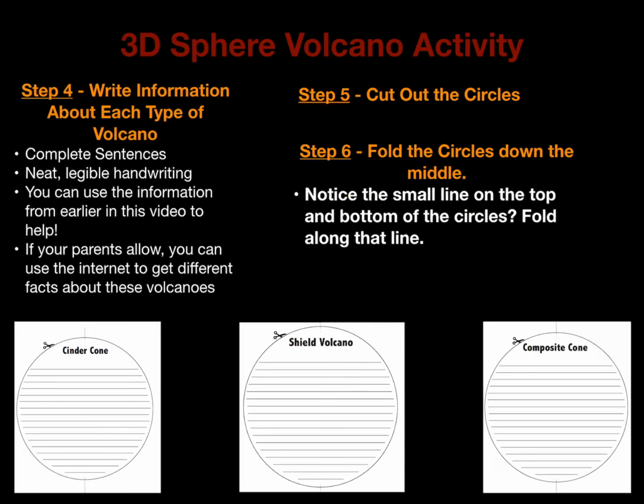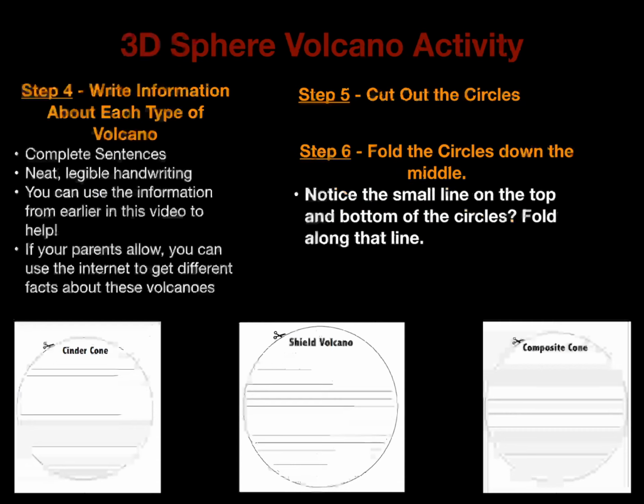The next thing you're going to do is you're going to notice in your packet you've got these 3 circles that have just blank lines on them that are at the bottom.